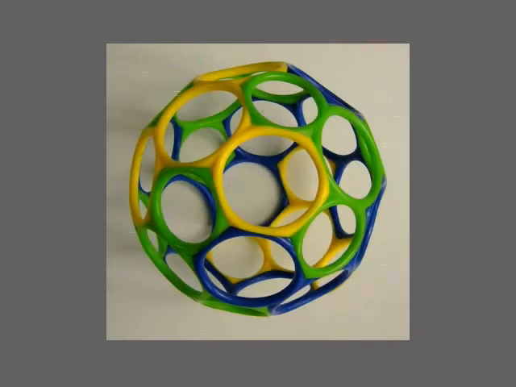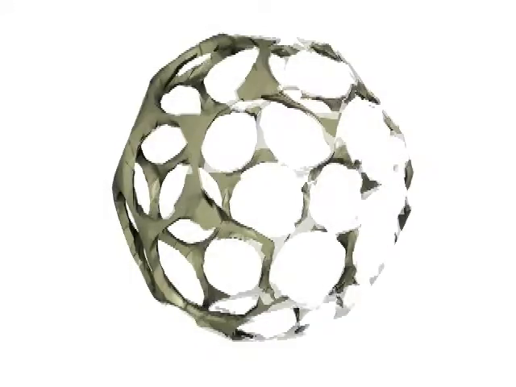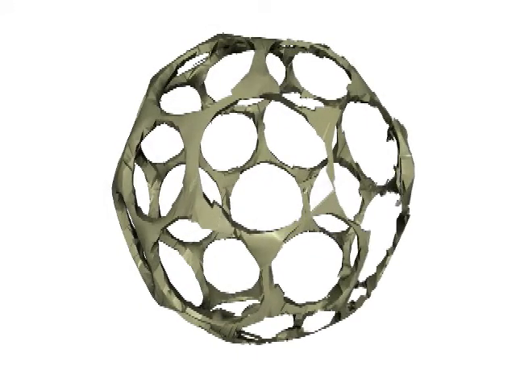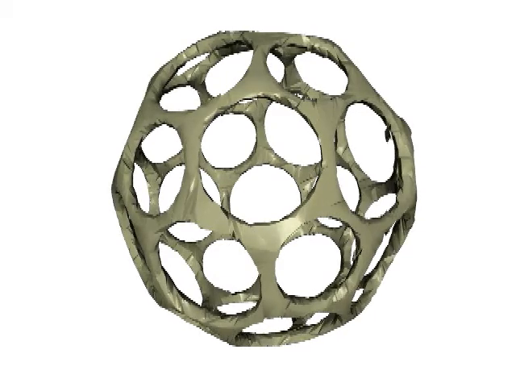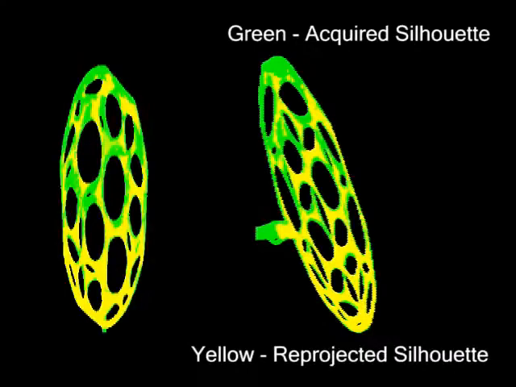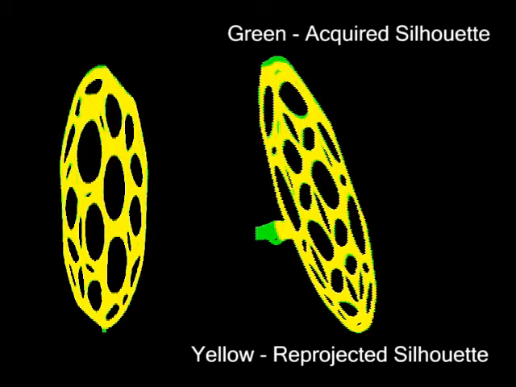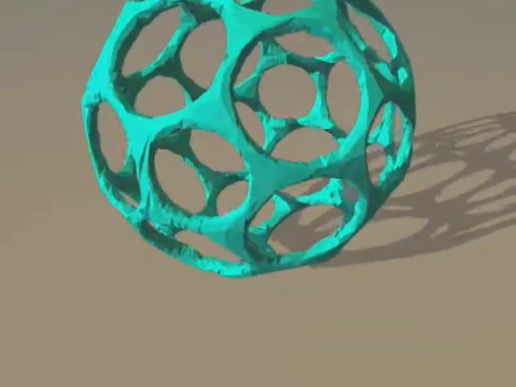Next, we show the results of applying our technique to a wiry polyhedral ball. 45 views were used in this experiment. We now trace the progression of our optimization algorithm for this object starting from the erroneous reconstruction. The match between the acquired and reprojected silhouettes increases until it becomes almost perfect. We now show a rendering of this model using Maya.